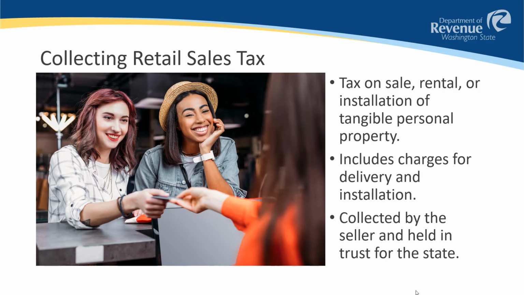Retail sales tax is paid by the customer to the seller, who holds that money in trust until they file their excise tax return. At that time, the sales tax is paid to the state. Retail sales tax is collected on most sales that are subject to retailing B&O tax. The state retail sales tax rate is 6.5%. Local jurisdictions add a local sales tax to fund their government programs. The local rates vary from 0.5% to 4.1%.